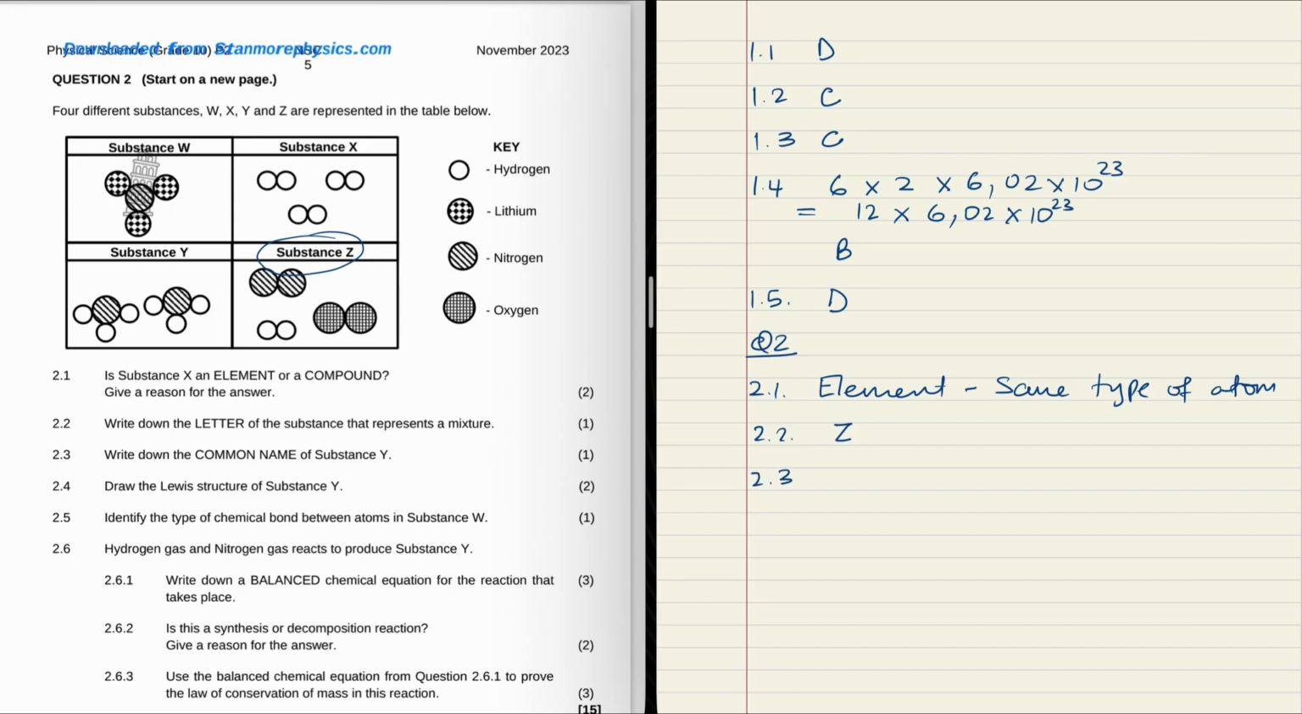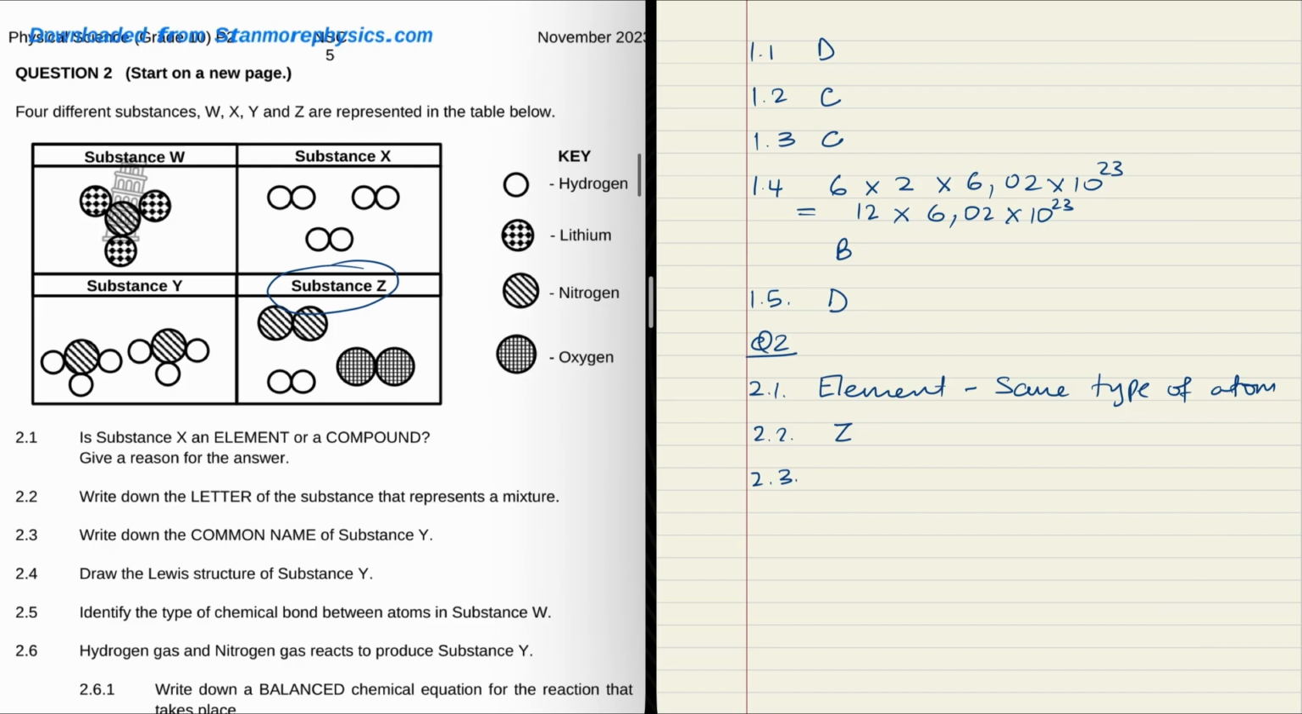Question 2.3, write down the common name of substance Y. Now substance Y, we need to use the key to answer this. A white circle is a hydrogen. So I have a hydrogen here, a hydrogen here, and a hydrogen here. And the middle one is a nitrogen, so that's N. So I put all of this together, I have NH3. And NH3 is ammonia.